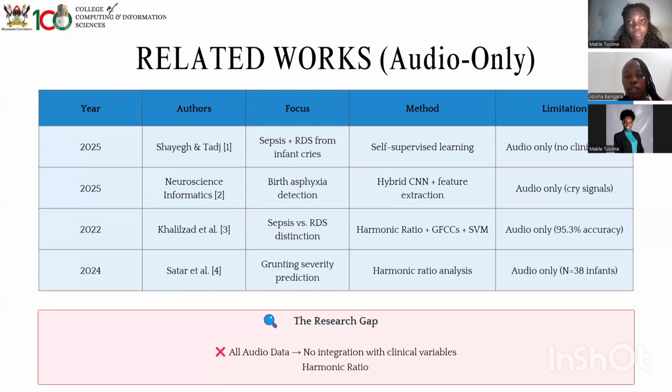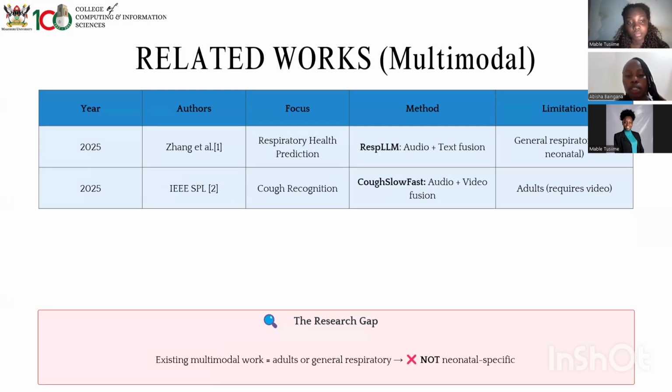such as harmonic pressure. Then we also looked at works which followed multimodal approaches, but here we found that even though they were doing multimodal, the limitation that they had was that they were looking at general age groups, for example, adults and children all together mixed and not neonatal specific. And then we also had one whereby with adults, there was actually video required to be able to work with that kind of data. So here the research gap was that there was existing multimodal work, though it was generally for adults or all age groups mixed up and not neonatal specific.